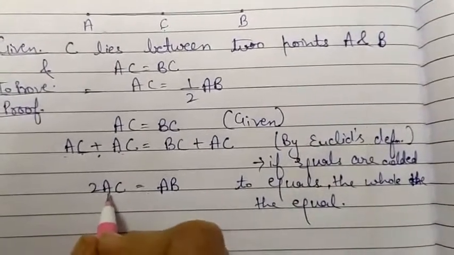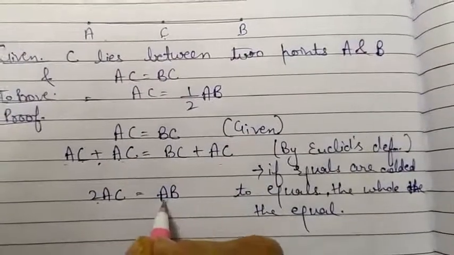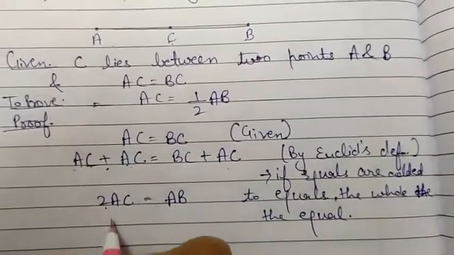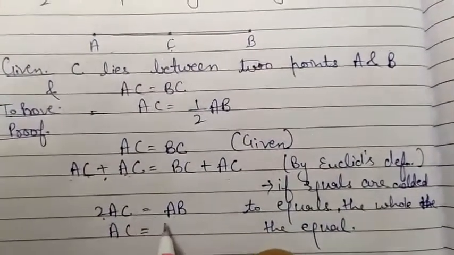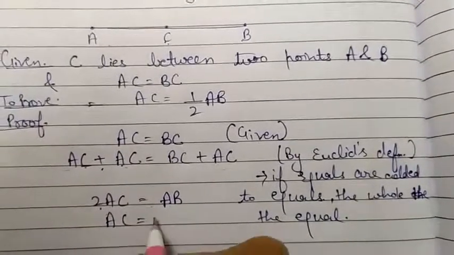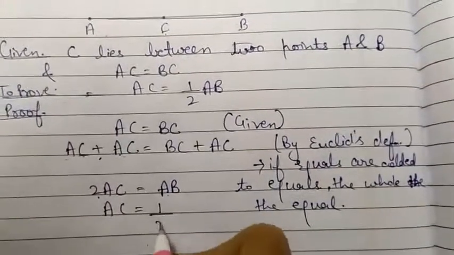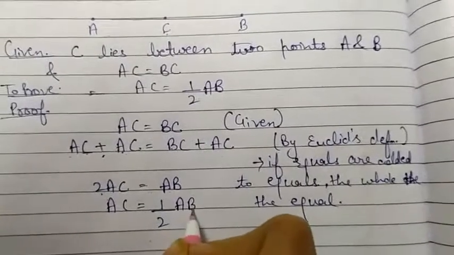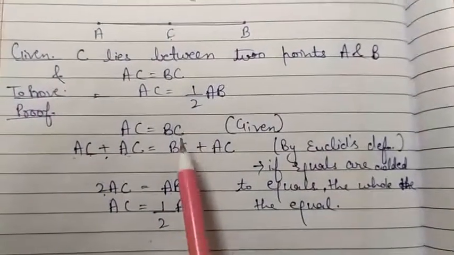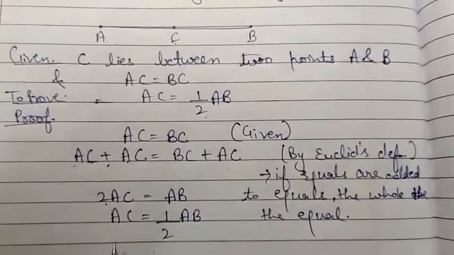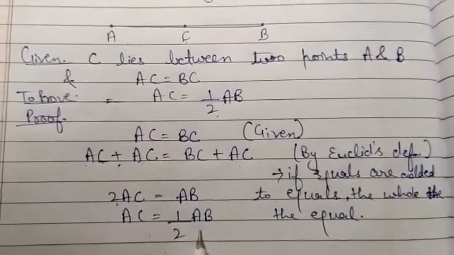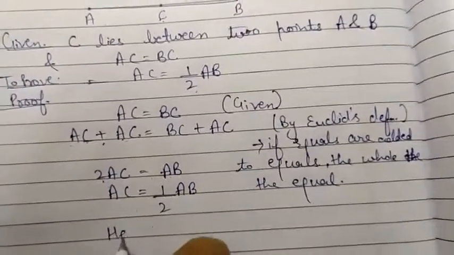Now we have to take 2 to the right side. Here 2 is multiplied, so when we write it on the right side, it becomes the denominator: 1 by 2 AB. That is what we required to prove: AC is equal to half of AB. So hence proved.